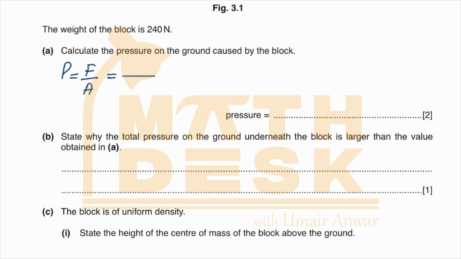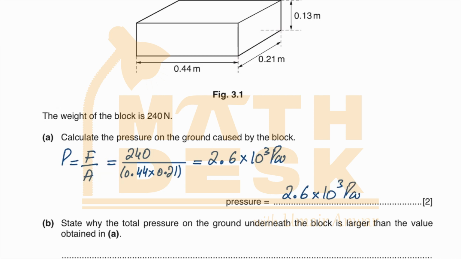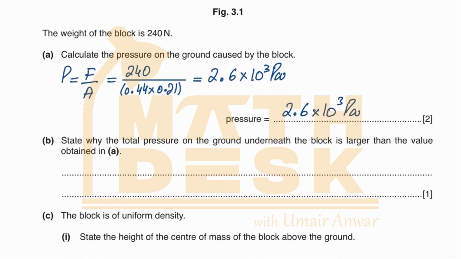The force caused by the block would be equal to the weight of the block, and the area would be the area of this face which is in contact with the ground, and it is a rectangular face, so the area would be the product of its length and the width. So force divided by the area would give us the pressure, and it is 2.6 × 10^3 pascals if represented in two significant figures and in standard form.